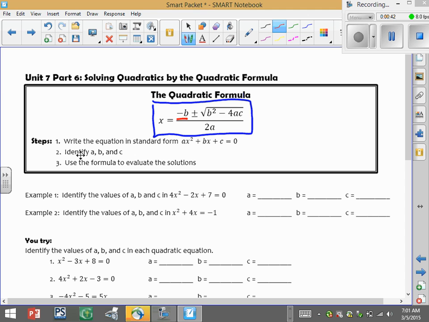So the a, the b, and the c, where do they come from? That comes from our formula being in standard form, and we talked about that over the past couple days. We wanted this thing to be in standard form so we could factor and then solve that way. But sometimes you can't factor these things. If we tried to factor some of these, they won't work. So we need another method.